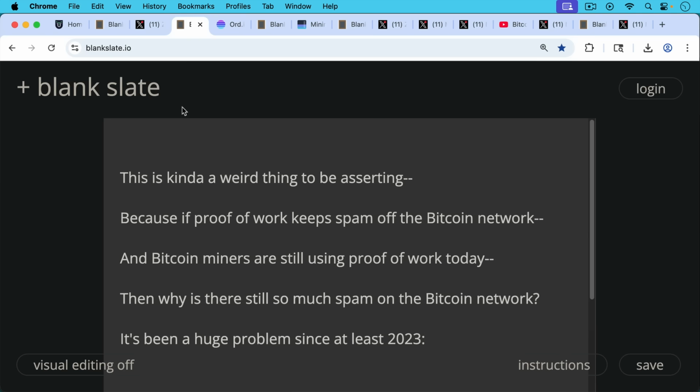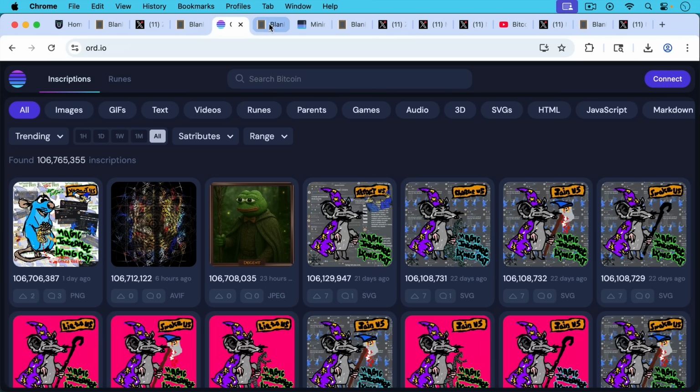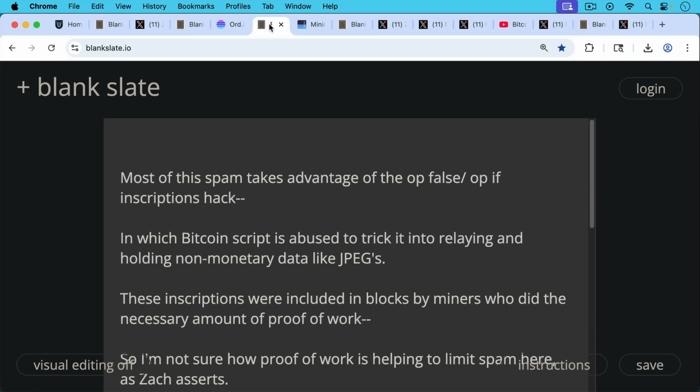I think this is kind of a weird thing to be asserting because if proof of work keeps spam off the Bitcoin network, and if Bitcoin miners and mining pools are still using proof of work today, then why is there still so much spam on the Bitcoin network? It's really been a huge problem since at least 2023. Most of the spam takes advantage of the OP_FALSE OP_IF inscriptions hack, in which Bitcoin script is abused to trick it into relaying and holding non-monetary data like JPEGs.